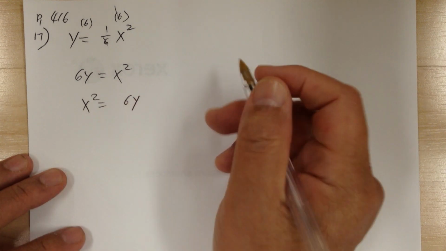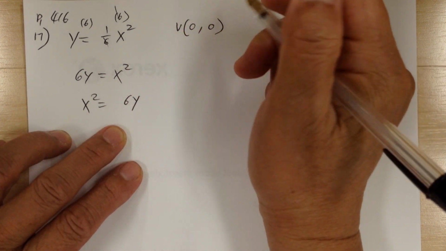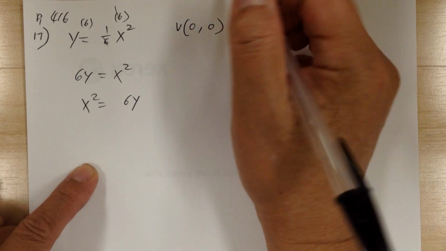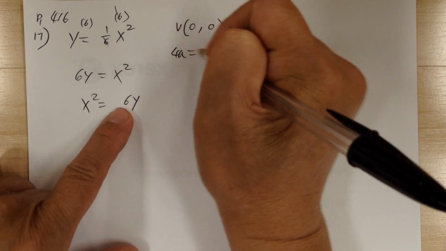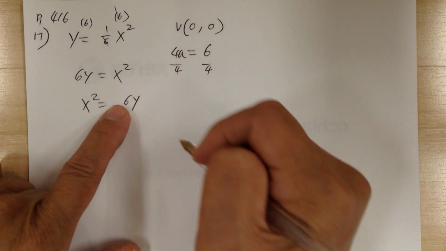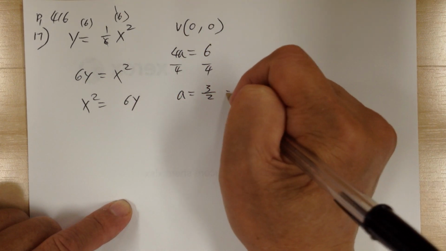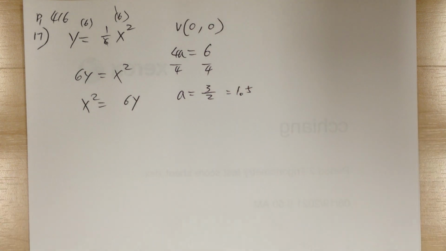From here, you have to get all your information. Your vertex is going to be at 0, 0. And your 4a is equal to 6. Divide by 4, divide by 4. This number is your 4a. So a equal to 3 over 2, or 1.5. Let's go and sketch these things out to help us visualize.